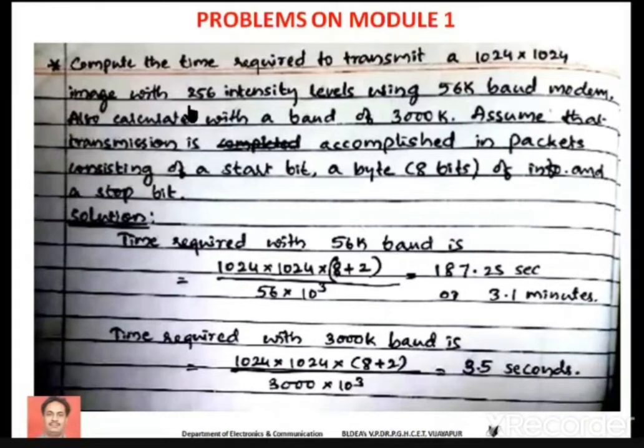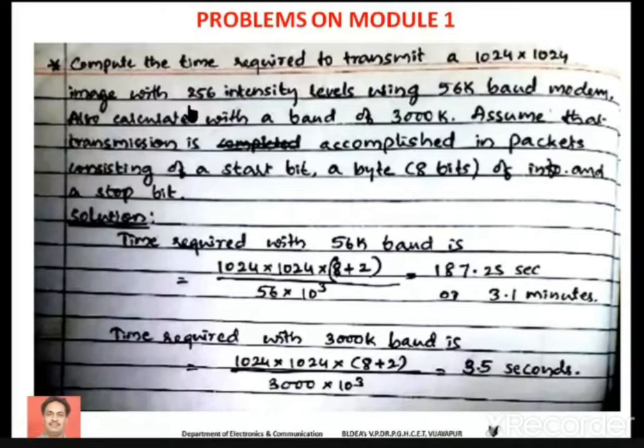So we have totally 1024 by 1024 pixels. But remember, for each pixel, we require 8 bits because he has given 256 intensity levels, right? But however, we have one more condition. The condition is that for transmitting each byte of data, we require to send one start bit and one stop bit. Therefore, the total amount of data to be transmitted is 1024 into 1024 into (8 plus 2). I have taken 8 because each pixel requires 8 bits.